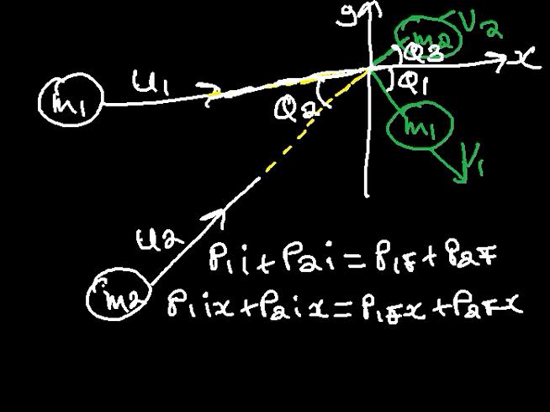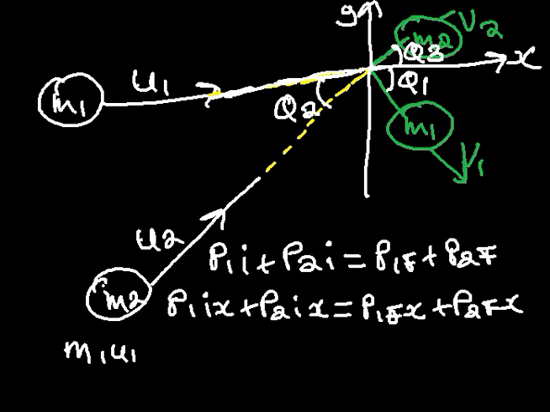And on the same case, let's think of analyzing what is happening. Object 1 is along the x-axis, which means the initial momentum along the x-axis is just the product of mass and velocity. So we'll have it as m1 u1.